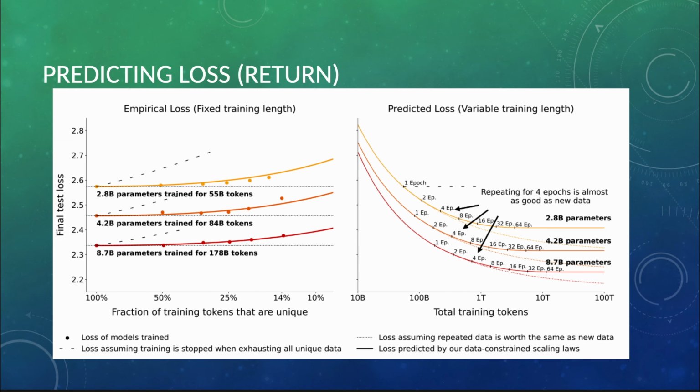This experiment is done in three different scales, each time with a bigger model and more unique data. The results consistently showed that as we repeat data more, the effectiveness of each repeated data decreases, affecting the model's performance.